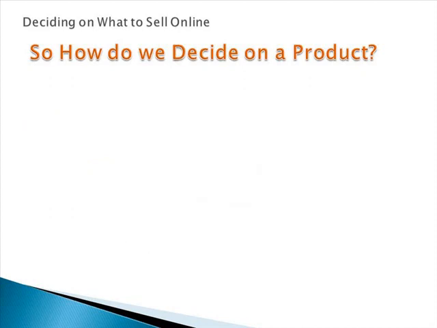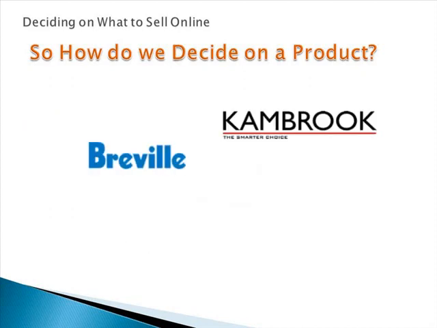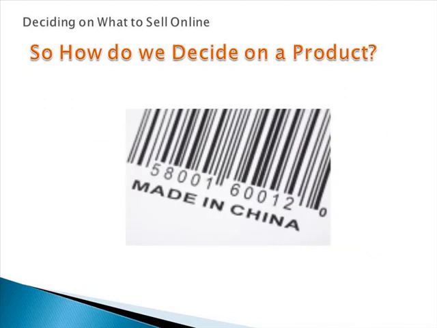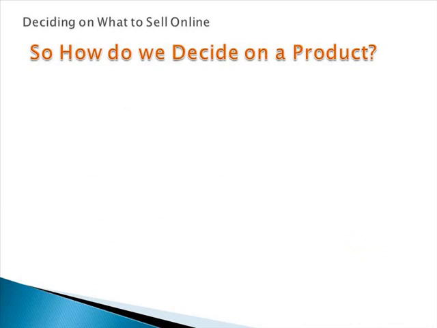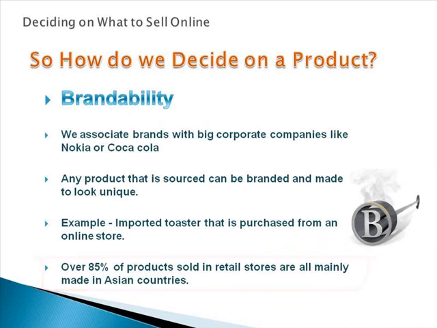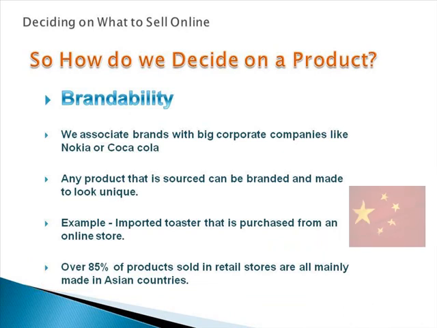Whether it's big brands like Cambrooke, Breville, or even Sunbeam, they all are made in the same country and all began as no-name products before they arrived to their destined country. The reality is that over 85% of products sold in retail stores are already branded, and all of these are made in Asian countries, in particular China.